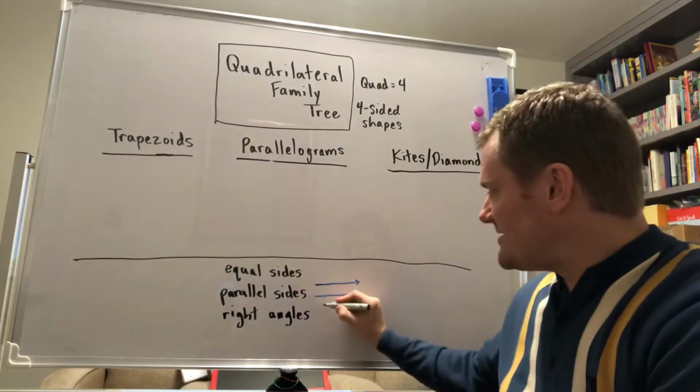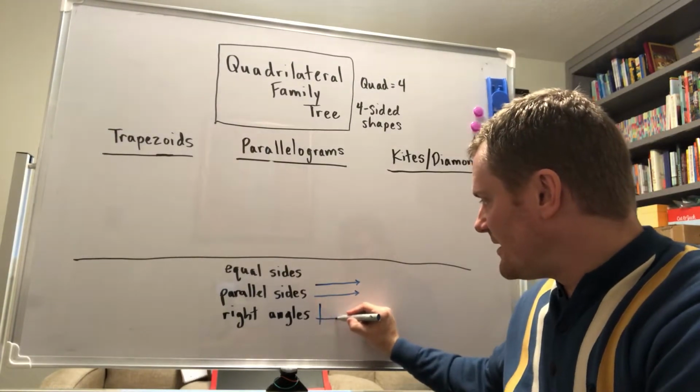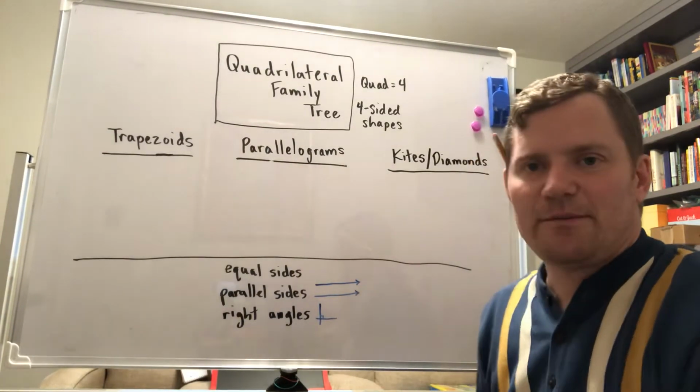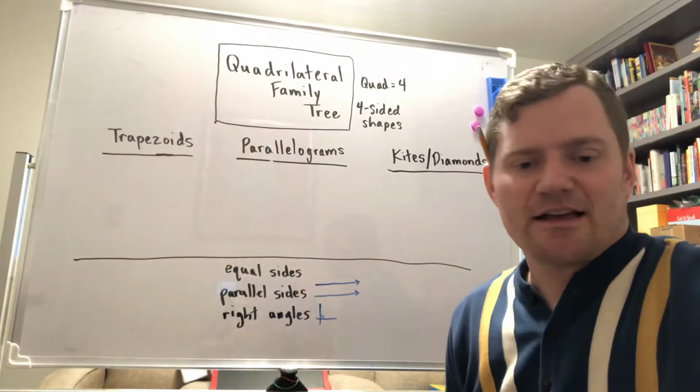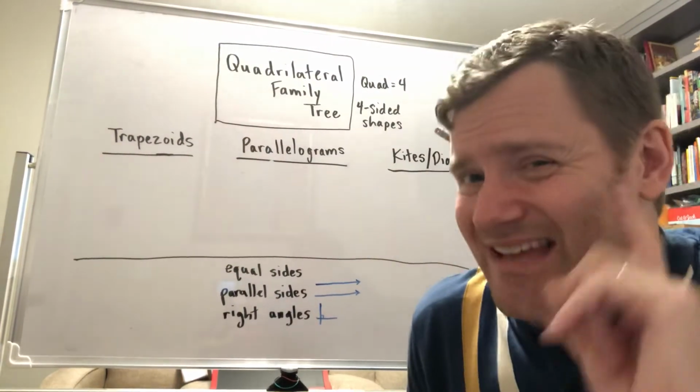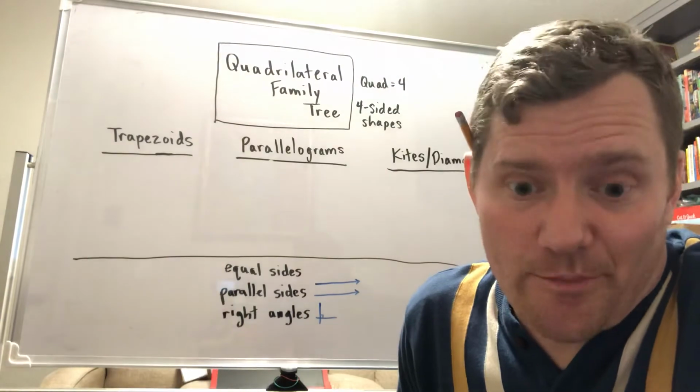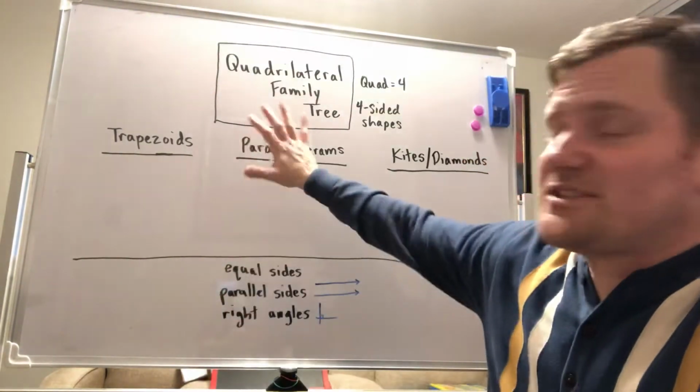All right, so what I had drawn is two lines, and I put a little box there just to show that it comes from a square, so that's a right angle. So knowing these is going to be very helpful. All right, so let's go check out this family tree.